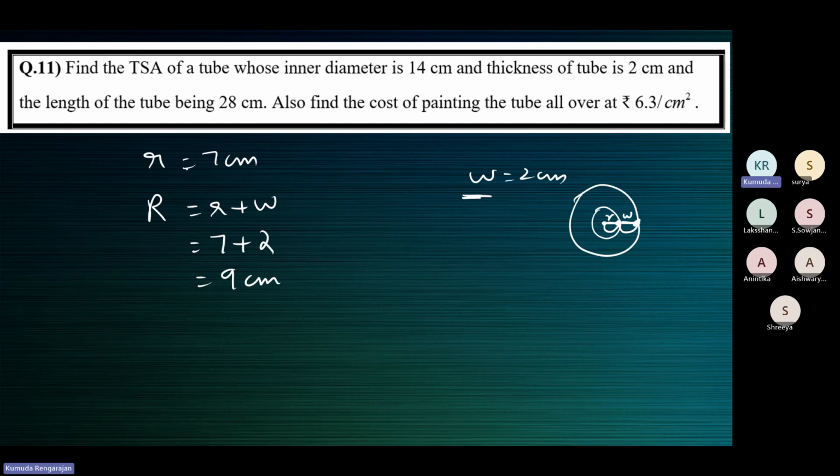So we have the values of the two radii, and H is equal to 28 centimeters. The length of the tube means the height of the cylinder. The length of the tube is taken as the height of the cylinder. So now find the inner CSA, outer CSA, and the area of the two rings, because we have to find the total surface area.